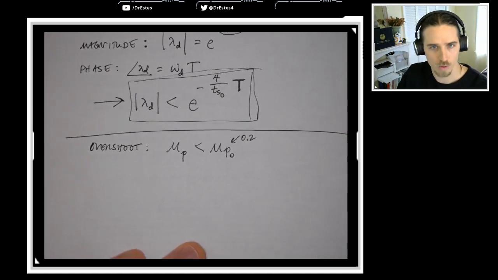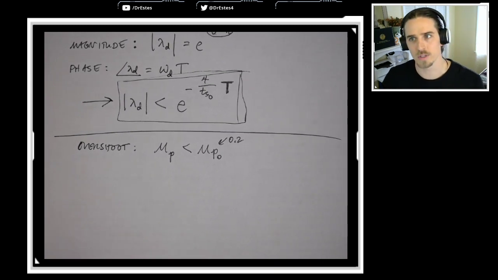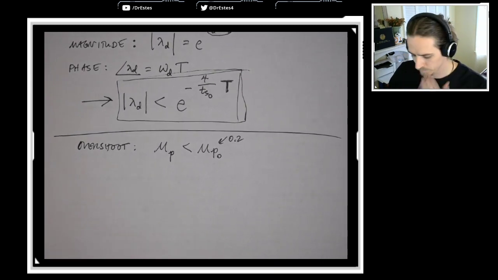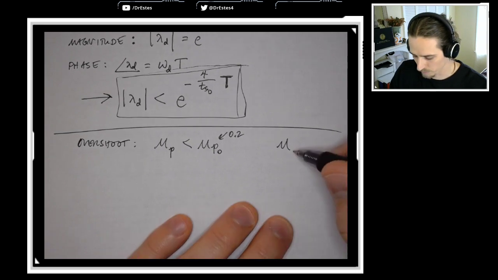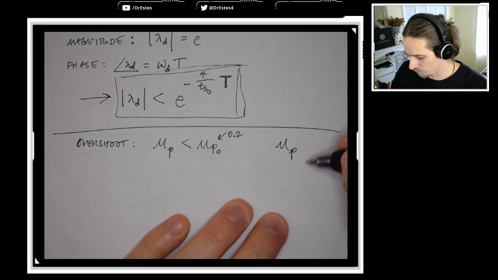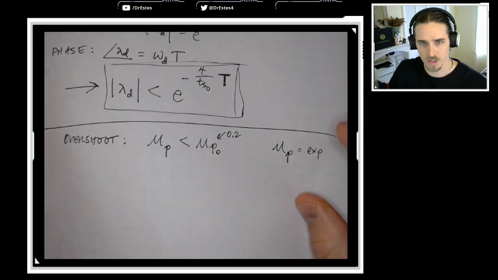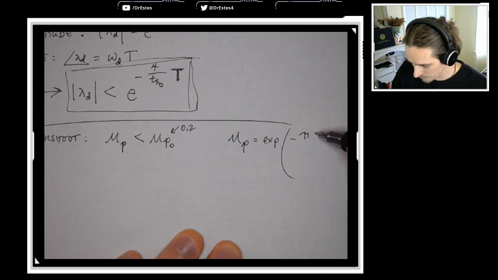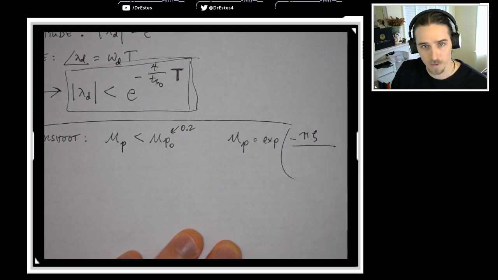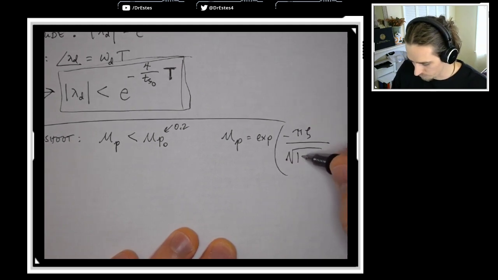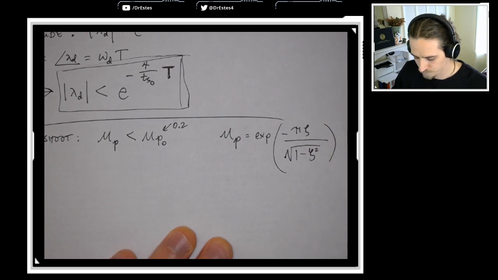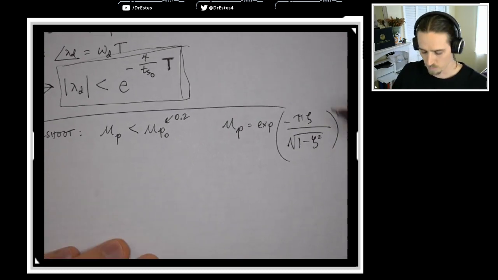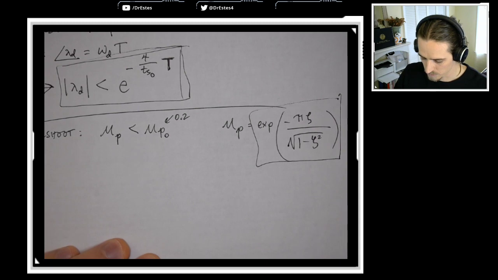We know that overshoot is related to your damping ratio. So here's a formula that we derived for it. It's the exponent, so e to the minus pi times your damping ratio over the square root of 1 minus your damping ratio squared. So we need this to be less than something.